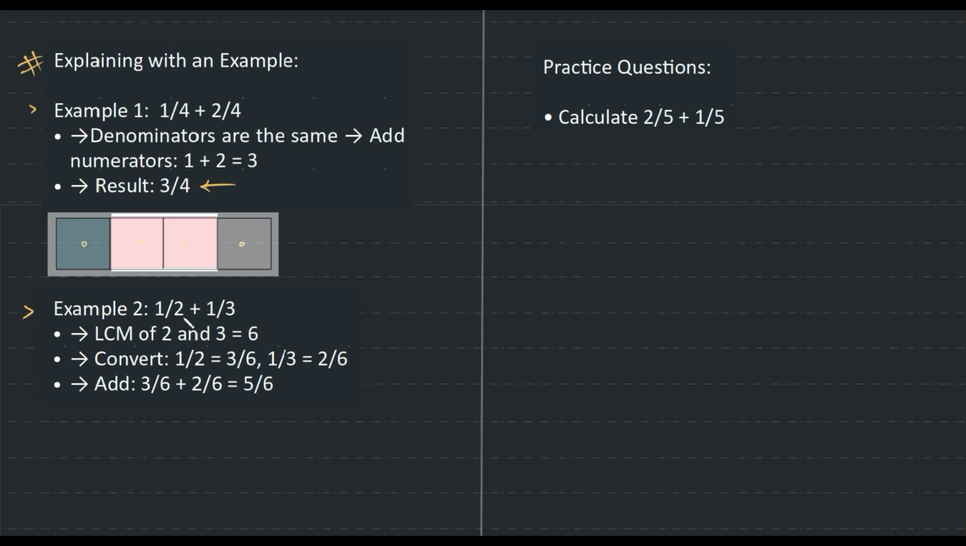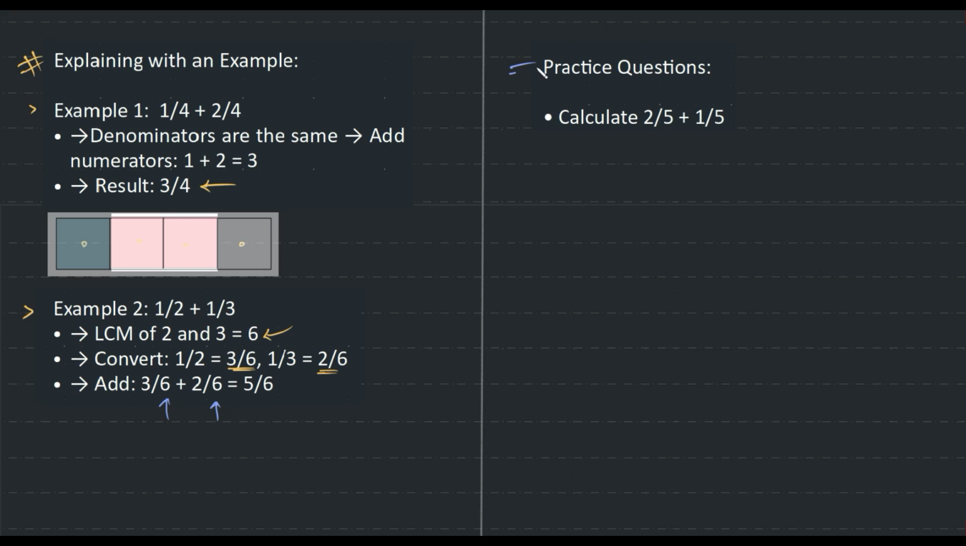Now here 1 by 2 and 1 by 3. We can see the denominators are not the same. So first we will figure out the LCM. Convert 1 by 2 to 3 by 6 and 1 by 3 to 2 by 6. Those are your equivalent fractions. Now, since the denominators are the same, you just add the numerators. 3 plus 2 is 5, and 5 by 6.